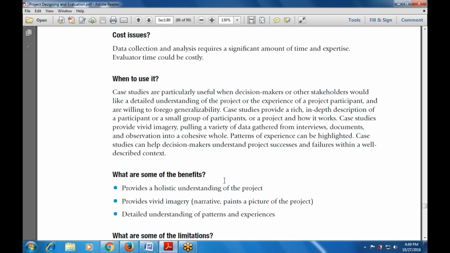So these are some of the benefits. First one is holistic understanding of the project, then vivid imagery, then detailed understanding of the pattern and the experiences. Whatever the detailed understanding of the pattern, whatever the tools, whatever the data tools that will be carried out with the pattern and the experiences.